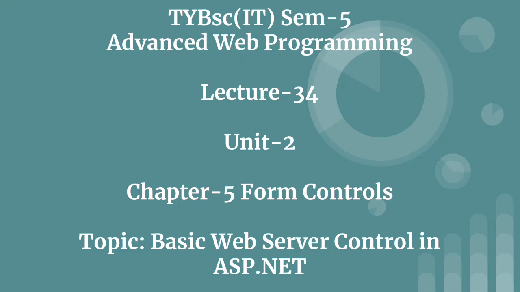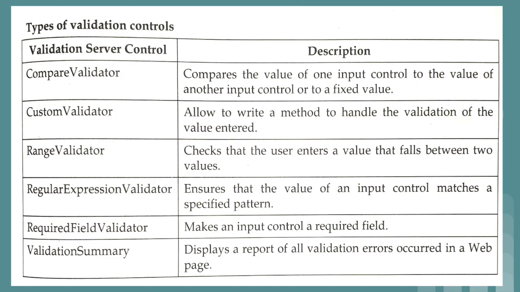In today's lecture, again we are going to start with the next new topic of chapter number 5, form controls, that is validation control. So there are total 5 types of validation controls available. First one is compare validator.